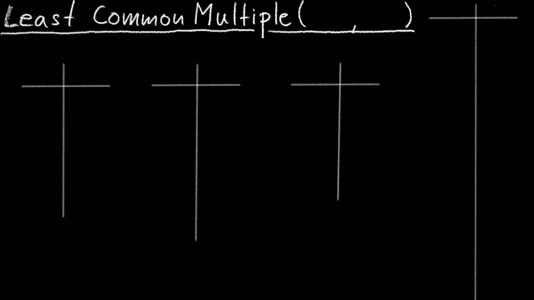Today we're going to find the least common multiple using the listing method. The LCM is essential when adding or subtracting fractions, which is then also called LCD, least common denominator.